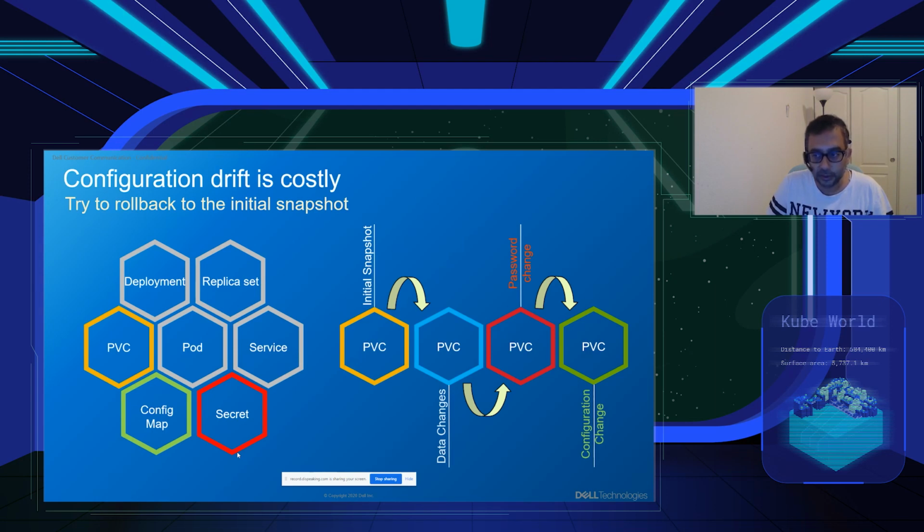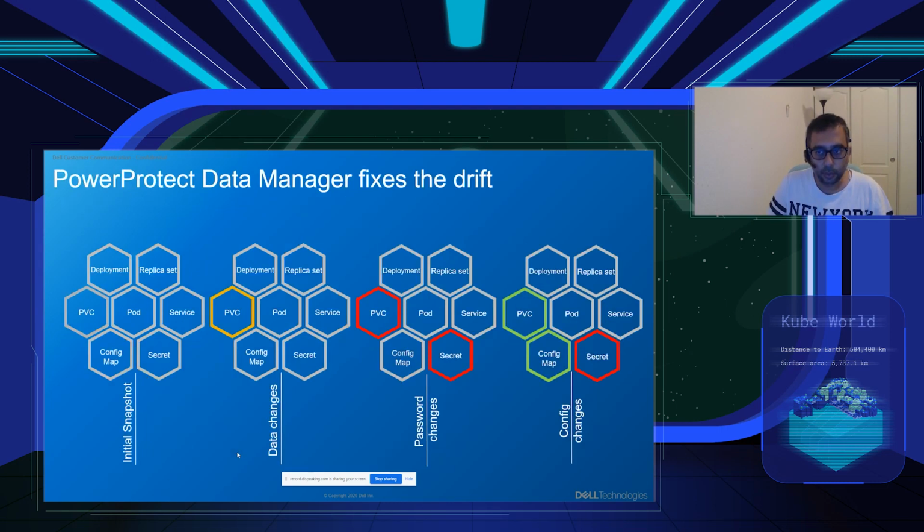There has been a configuration change. But these are not captured in the persistent volume. These are captured in other components of the application. And when you try to restore an application to a previous point in time, guess what? The application becomes inconsistent. As you can see over here, the colors indicate database checkpoints, and when you're snapshotting these, you're only snapshotting the PVCs, but the secrets and config maps are also changing.